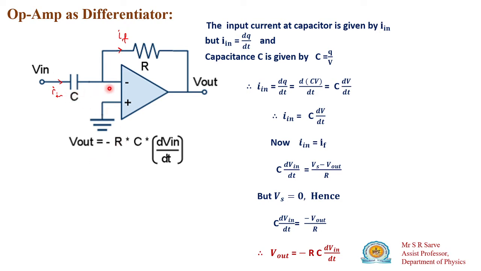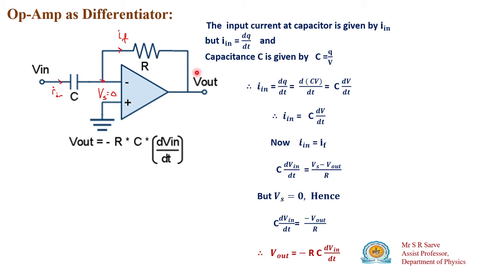Now this terminal acts as a virtual ground, Vs. At this point the potential is equal to 0, because this is the virtual ground. And why is it 0? Because the op amp has infinite input resistance.